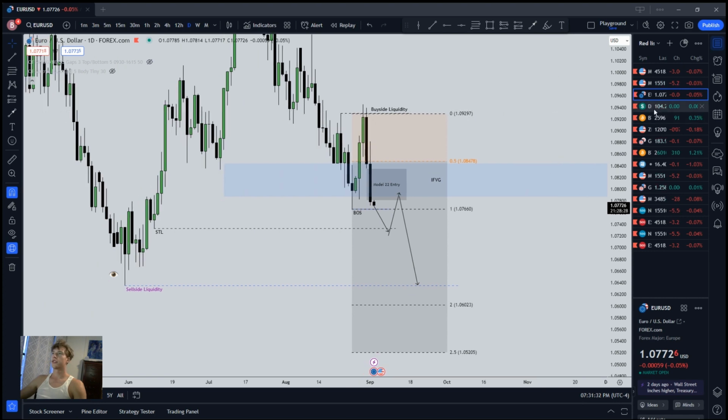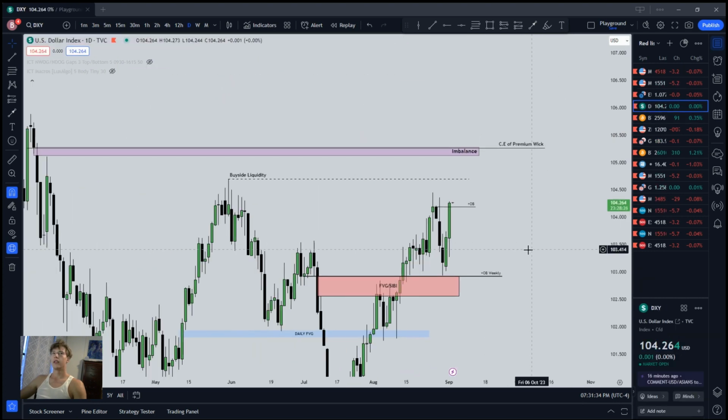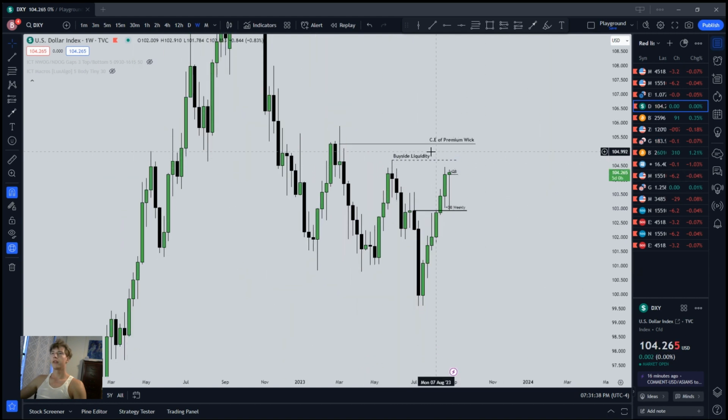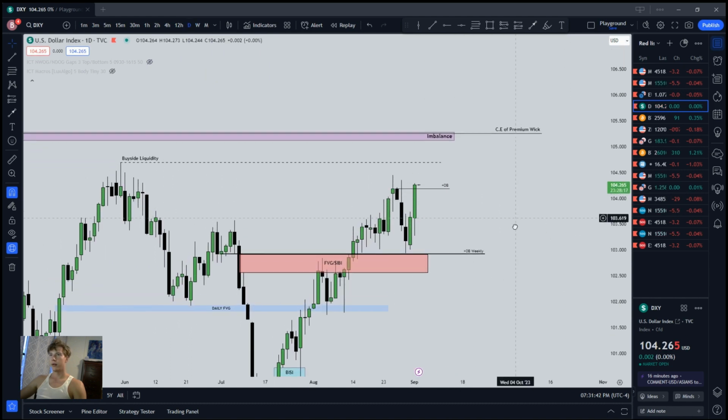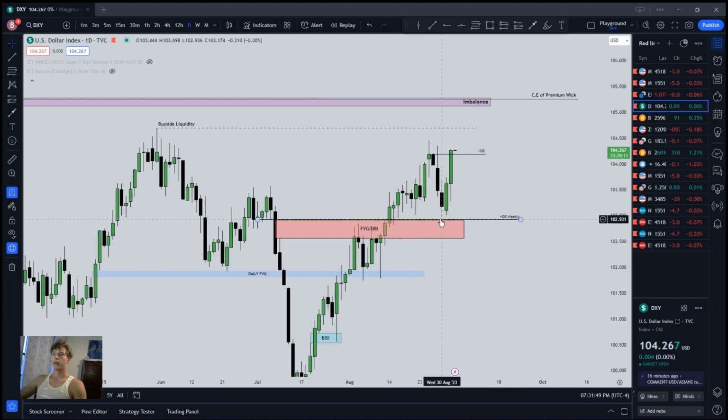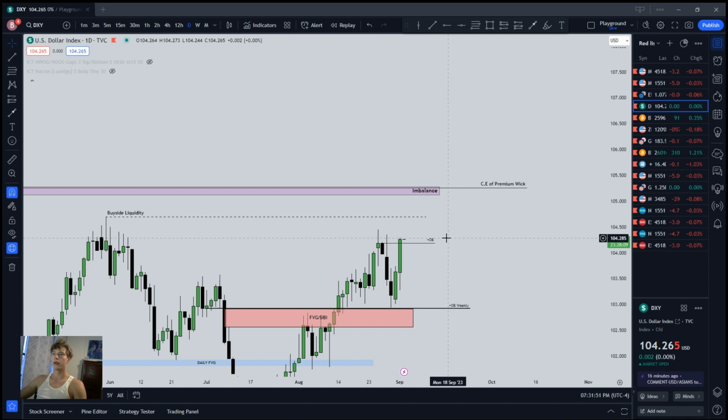And for an extra confirmation from the dollar on the weekly, we're looking to take out this buy side right here. We have CE of this premium wick to target. And we just created this order block. We retested a previous weekly order block on Wednesday. We continued higher off of that. Another order block that we will potentially retest now or continue off of.